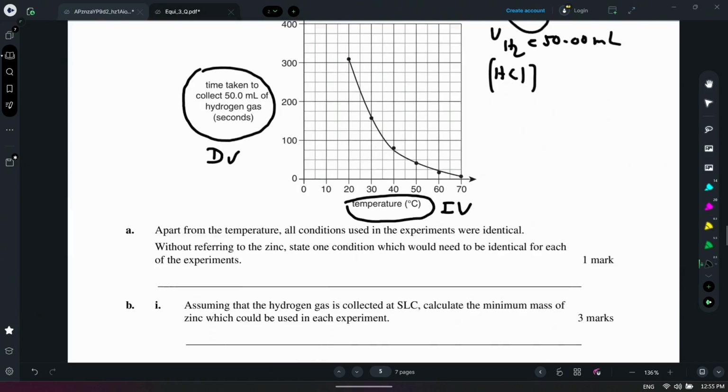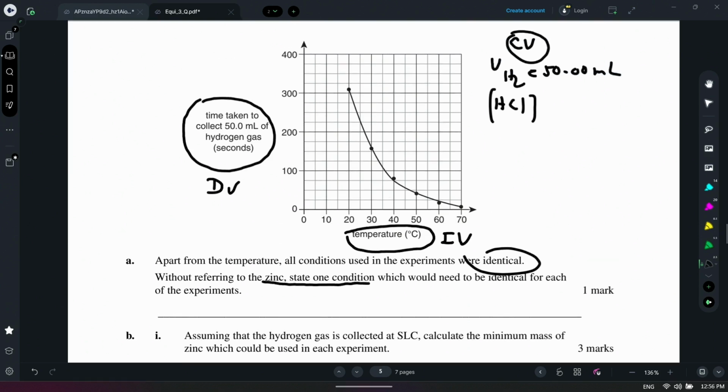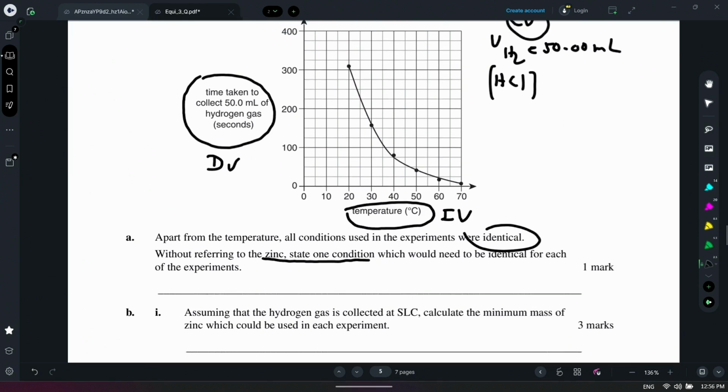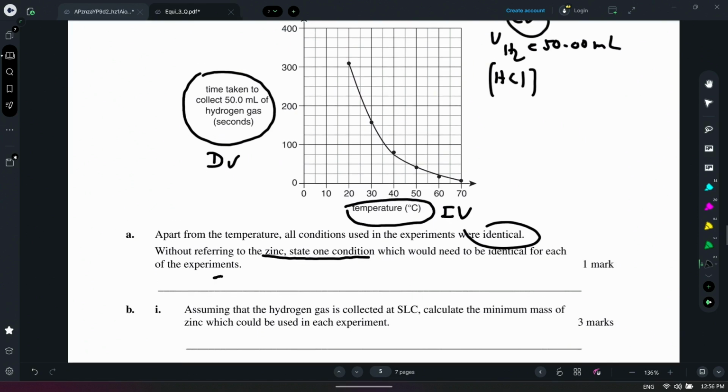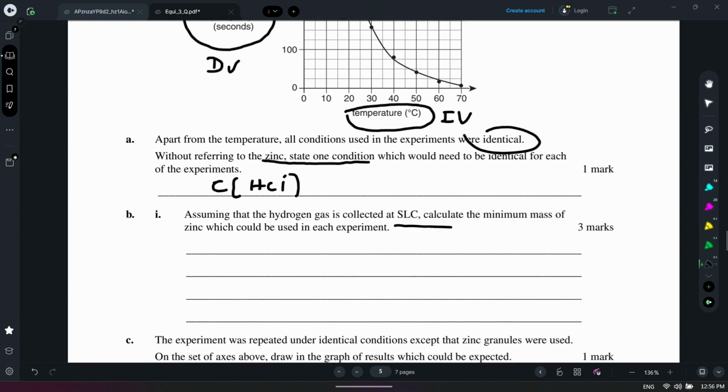Okay. All right. Now let's do this. Apart from the temperature, all conditions used in the experiments were identical, meaning controlled. Without referring to the zinc, you cannot refer to the zinc. State one condition which would need to be identical for each of the experiments. In this case, as I said to you before, volume of the hydrogen should be fine. Then the most important thing is the concentration of the hydrochloric acid should be controlled. Okay, assuming the hydrogen gas is collected at SLC, calculate the minimum mass of the zinc that could be used in this experiment.